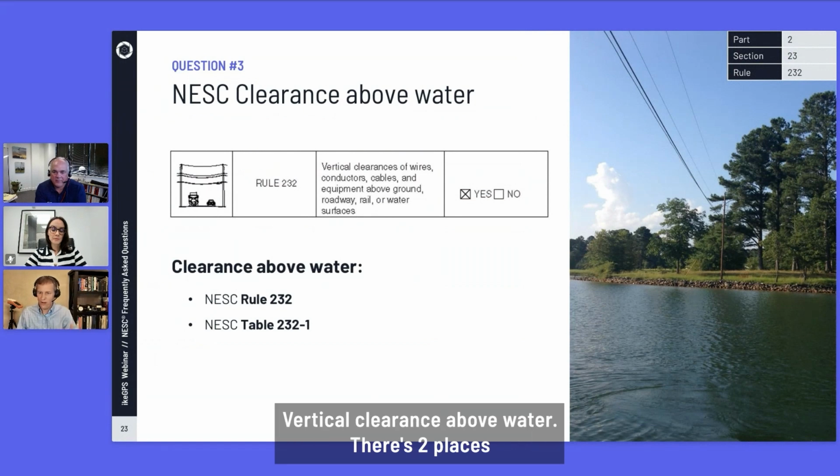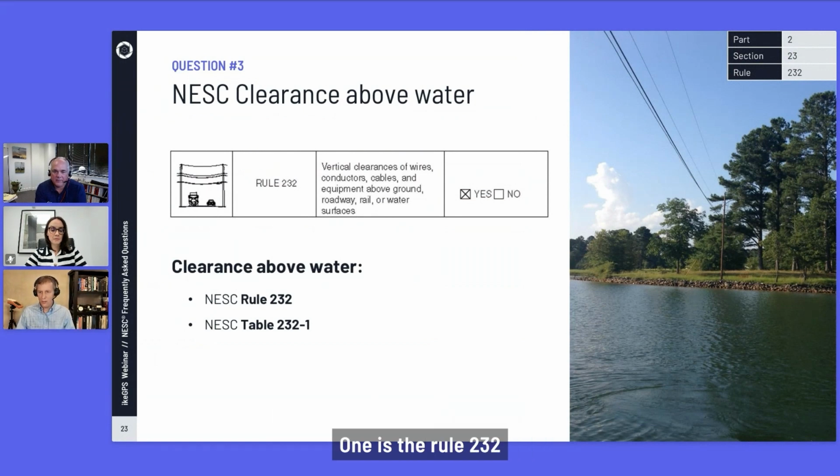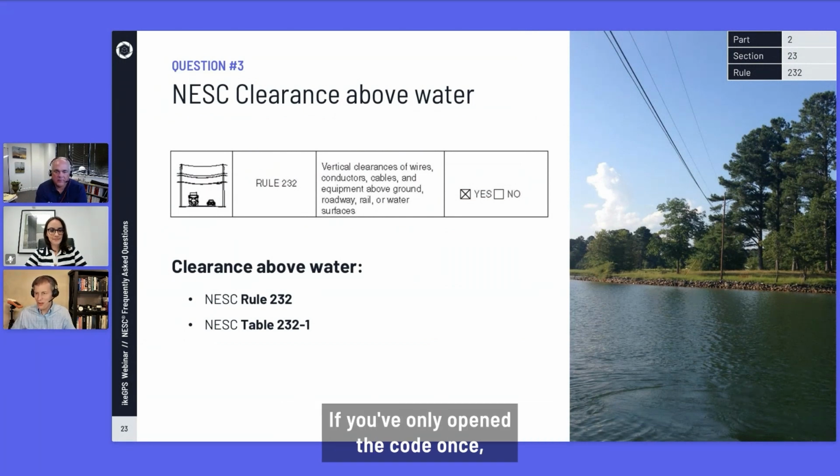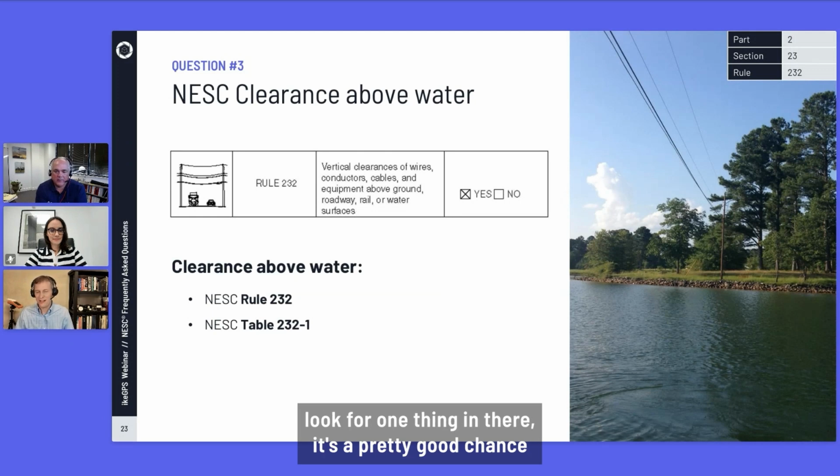Vertical clearance above water. There's two places that we want to look in there. One is the Rule 232, and then Table 232.1 has clearances. This is probably the most commonly looked at table in the code. If you've only opened the code once, look for one thing in there. It's a pretty good chance you've looked at clearances above ground, Rule 232.